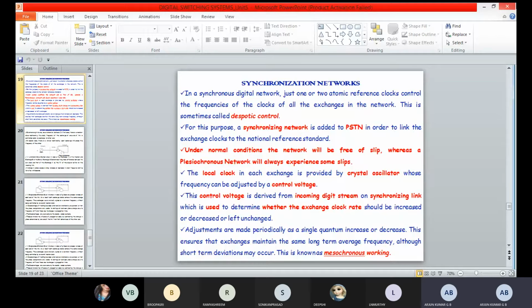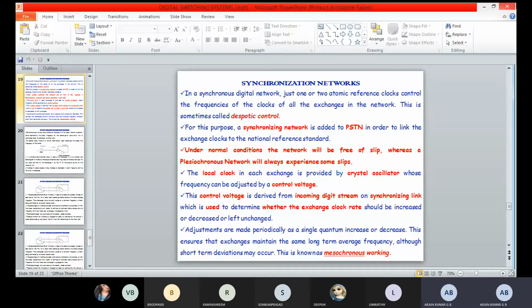How to get this control voltage: we can vary the control voltage. This control voltage will be derived from the incoming digital stream or synchronizing link. Then we can use it to determine whether the exchange clock rate will be increased, decreased or remain unchanged. This adjustment is made periodically, as a single quantum increase or decrease. This ensures that exchanges maintain the same long term average frequency, although short term deviation may occur.